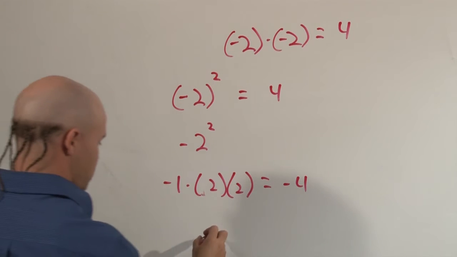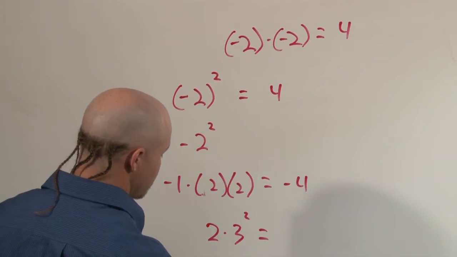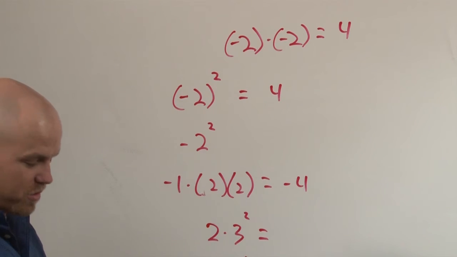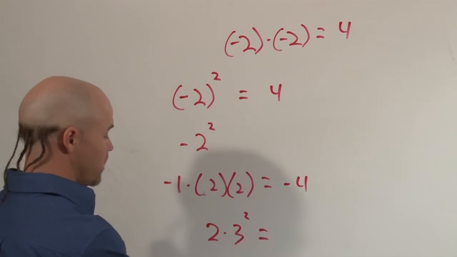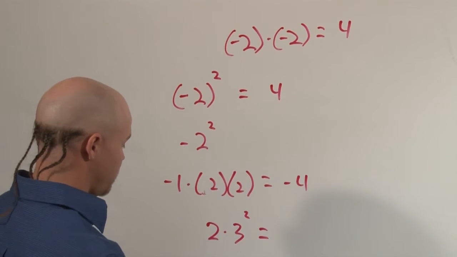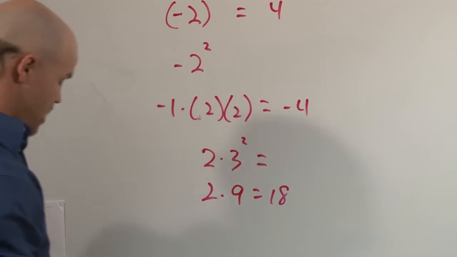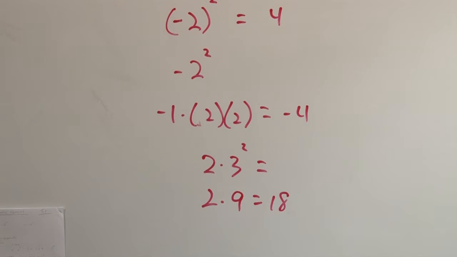Things like 2 times 3 squared. This is not going to be 6 squared for the reasons of PEMDAS, or the order of operations we learned earlier. We have to make sure we square the 3 first, so this becomes a 9 times a 2, which is going to give us an 18. See, these are just examples of evaluating expressions with exponents.